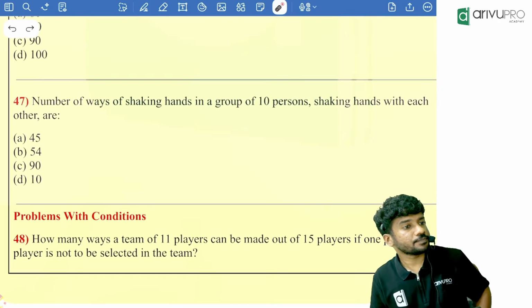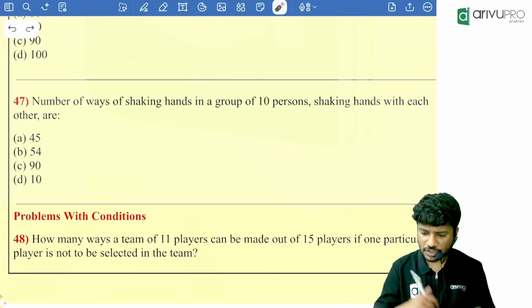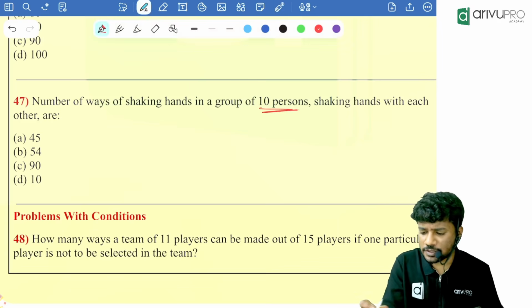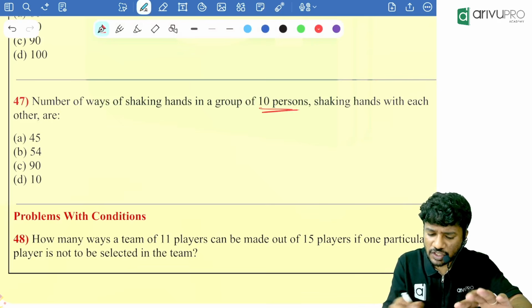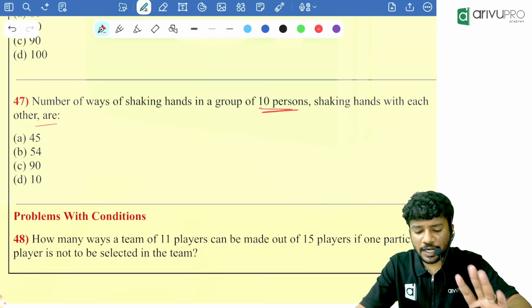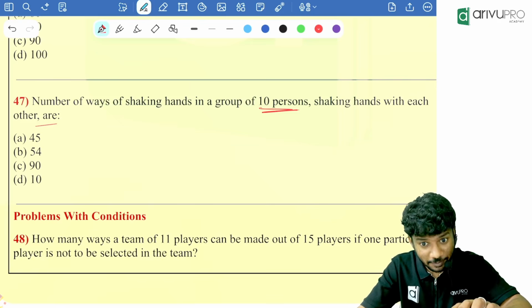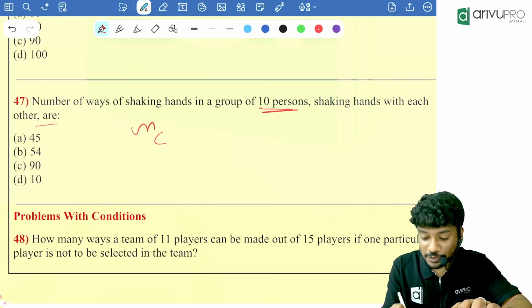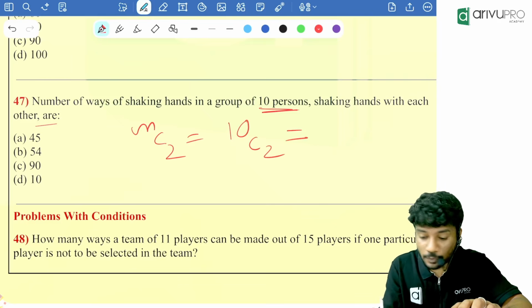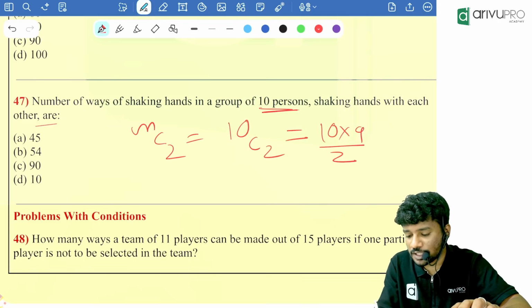Now, first question. Number of ways of shaking hands in a group of 10 persons shaking hands with each other are how much? 10 people are there in total. They need to shake hands with each other. How many ways can it be done? NC2 ways. That is nothing but 10C2, which is equal to 10 into 9 divided by 2 factorial.